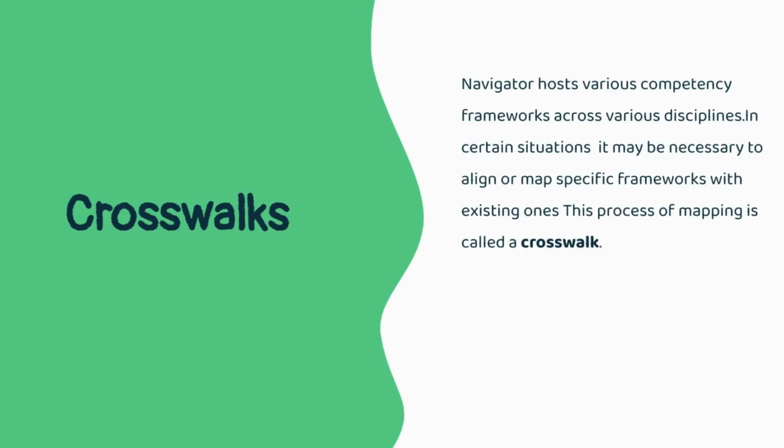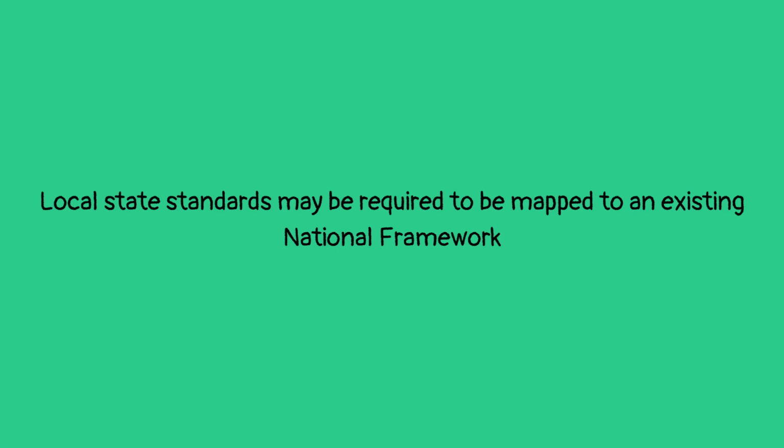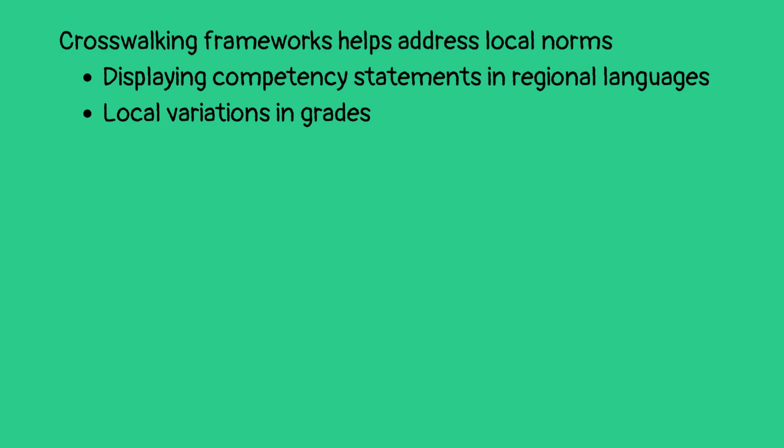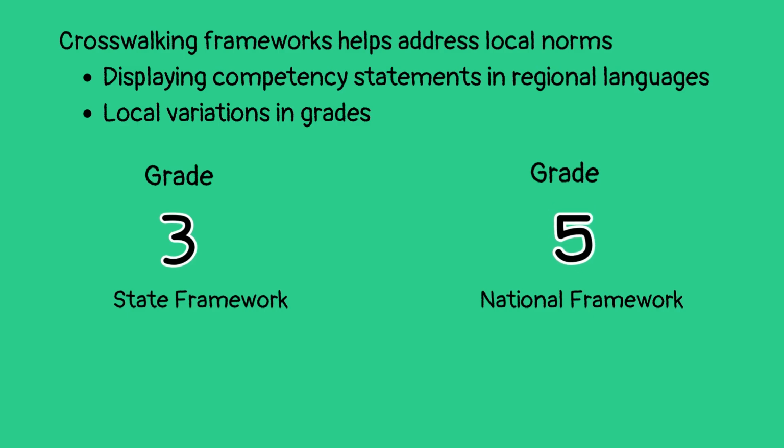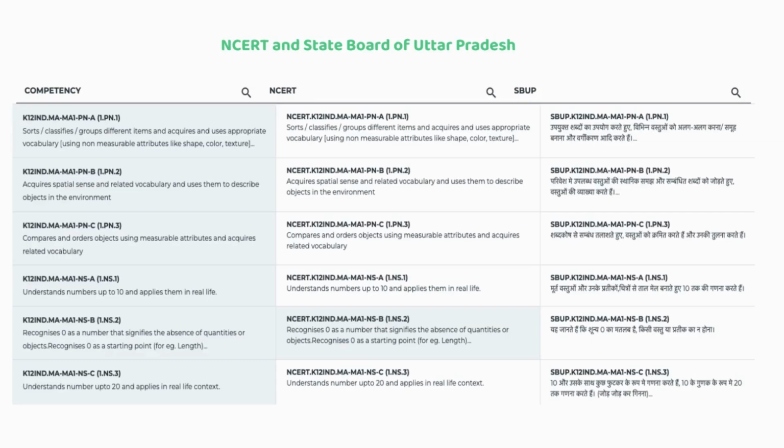Navigator hosts various competency frameworks across various disciplines. In certain situations, it may be necessary to align or map specific frameworks with existing ones. This process of mapping is called a crosswalk. At times, it may be necessary to align local state standards with an established national framework. Crosswalking frameworks helps to address local norms and requirements, such as displaying competency statements in regional languages, meeting local variations where competencies covered in a specific grade within the local framework may be addressed in a different grade within the national framework. Let us look at some more examples of this.